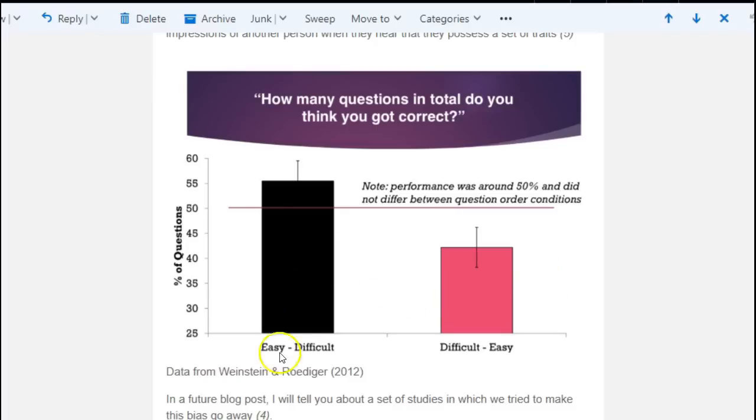So here is the graph. If you start off with easy questions and end up with difficult ones, you think that the exam was quite easy overall. If you start with the difficult questions and then move on to the easy ones, you think the exam was harder overall because you did the difficult ones first.